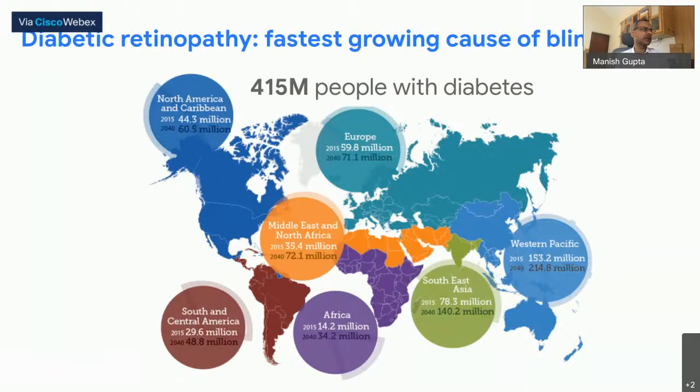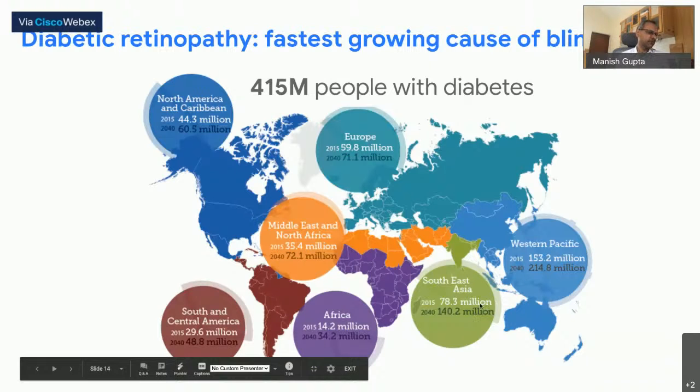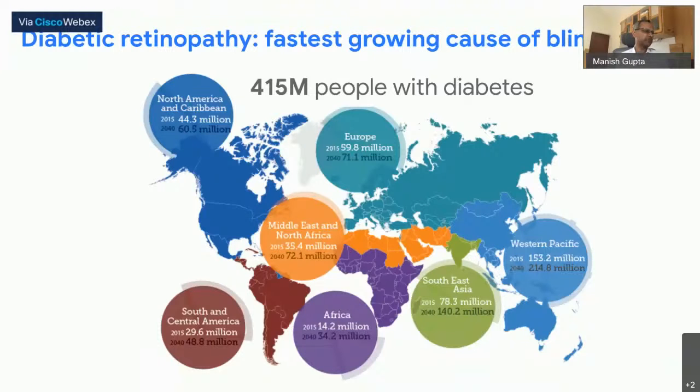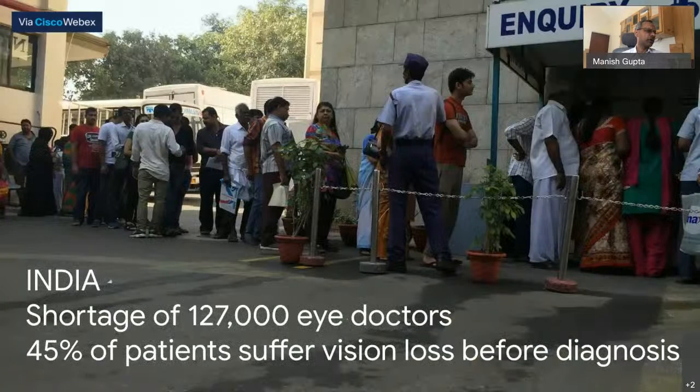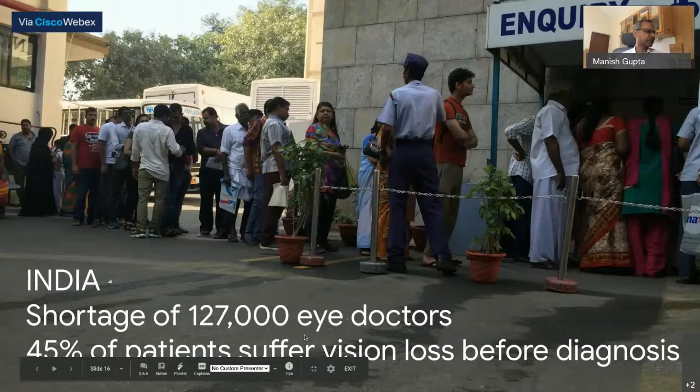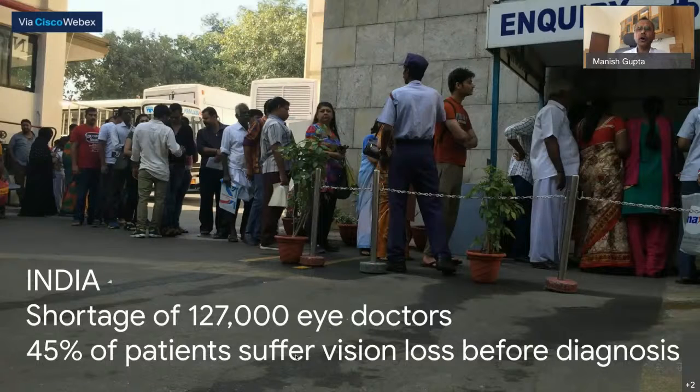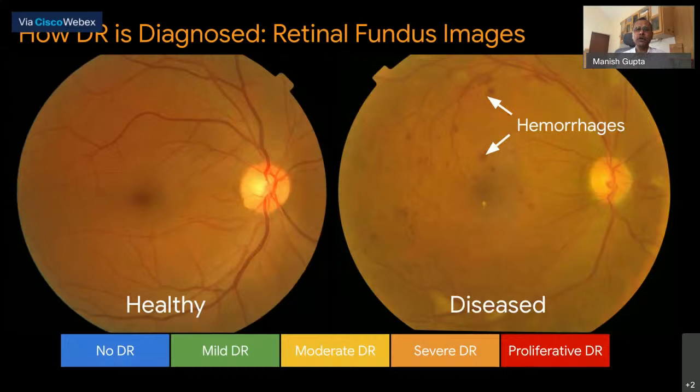Diabetic retinopathy is now a growing cause of blindness, and it can potentially affect any person with the diabetes condition. India in particular is the diabetes capital of the world, where we have well over 75 million people affected by diabetes. So regular screening is key to preventing blindness from diabetic retinopathy. Now, in a country like India, a problem we have is that we have a severe shortage of eye doctors. You look at any specialty and we have a shortage of doctors with that specialty. So what ends up happening is that in India, roughly 45% of the patients end up suffering a vision loss before they are diagnosed with this condition. So our team went about looking at whether you could apply AI to assist these doctors in making this diagnosis.